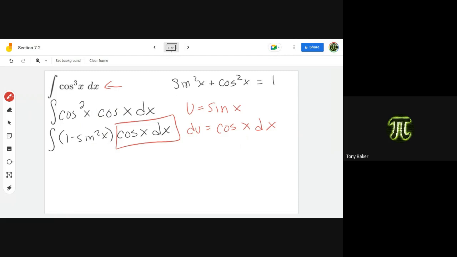All right. So we have u is sine. We have the cosine x dx, so that's great. Now I can rewrite this problem in terms of u. So I have the integral of 1 minus u squared du. Now, that problem's pretty simple to integrate. So that's going to be u minus u to the third over 3, right? Because 1 becomes u, and then u squared becomes u to the third divided by the 3.